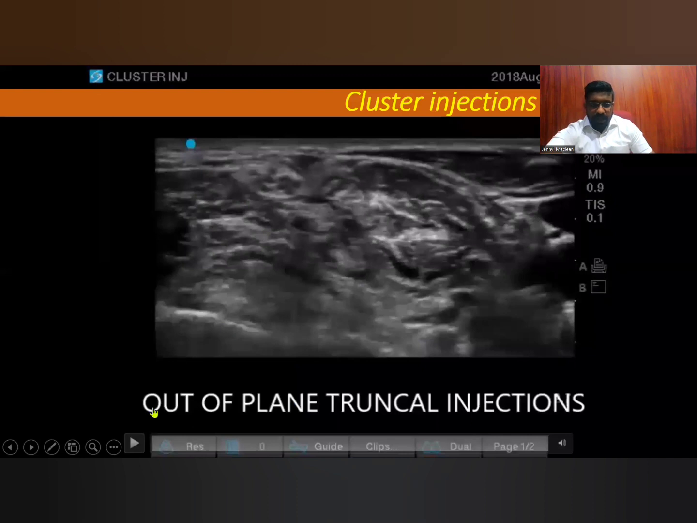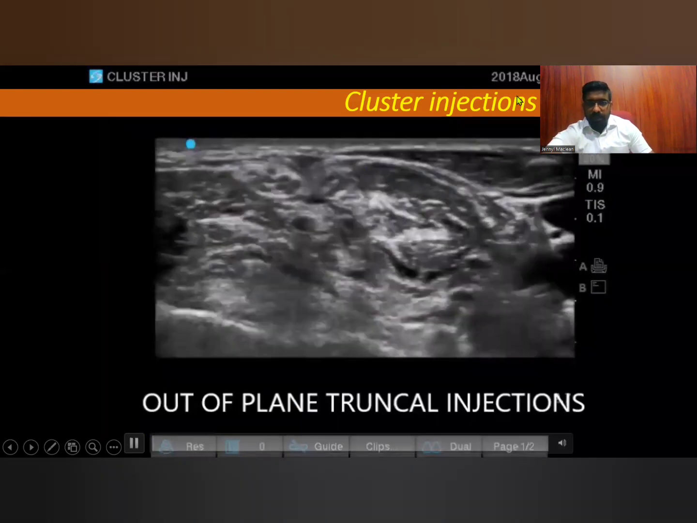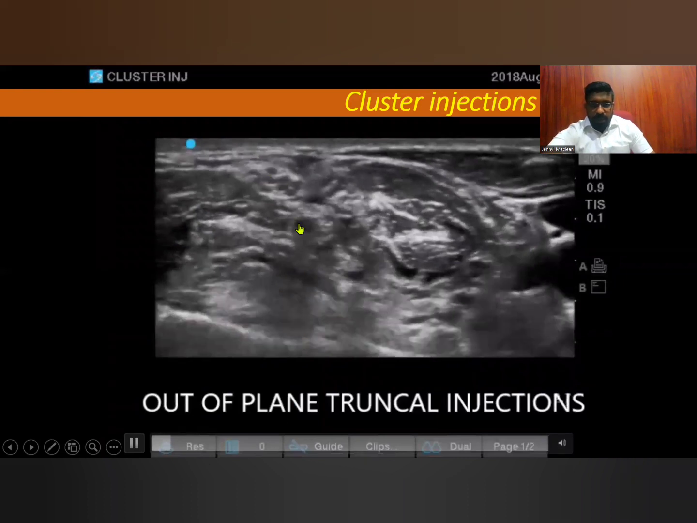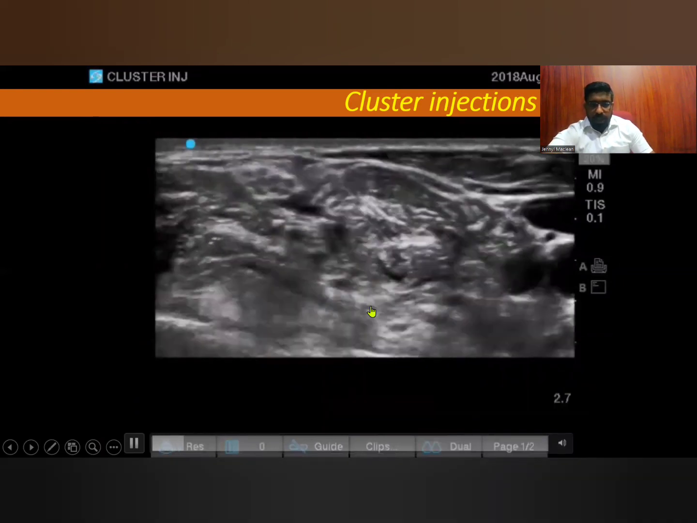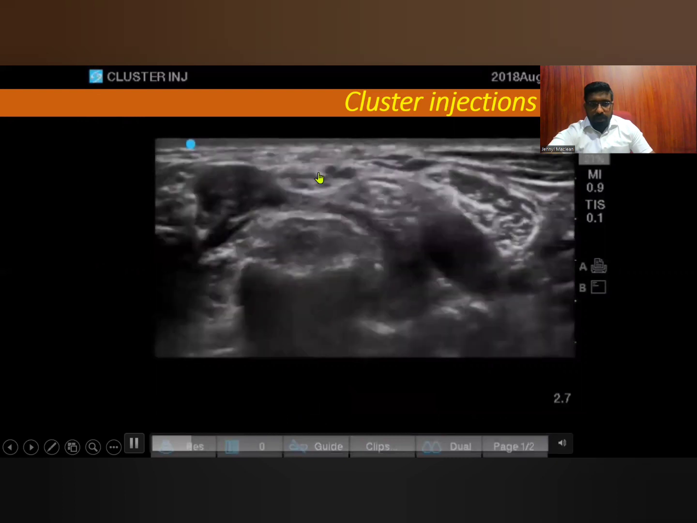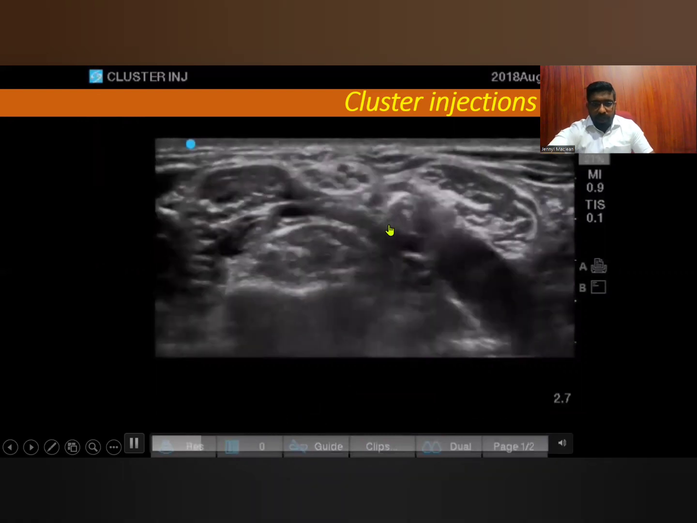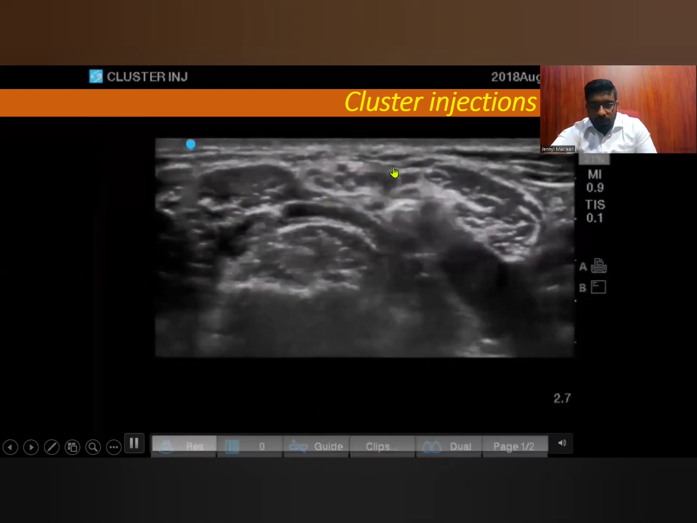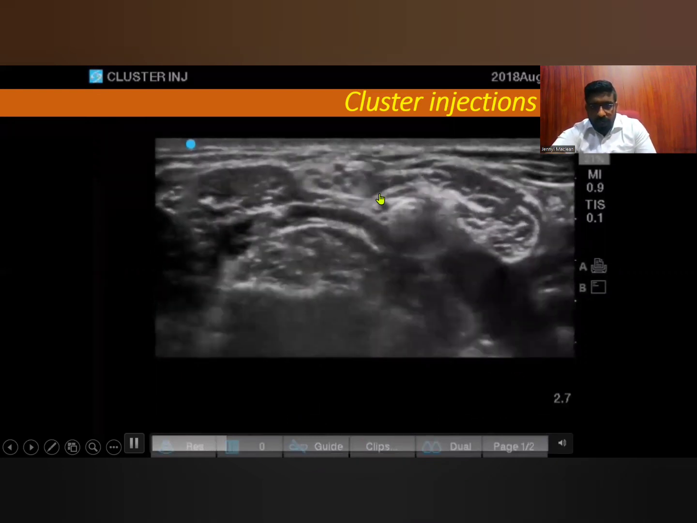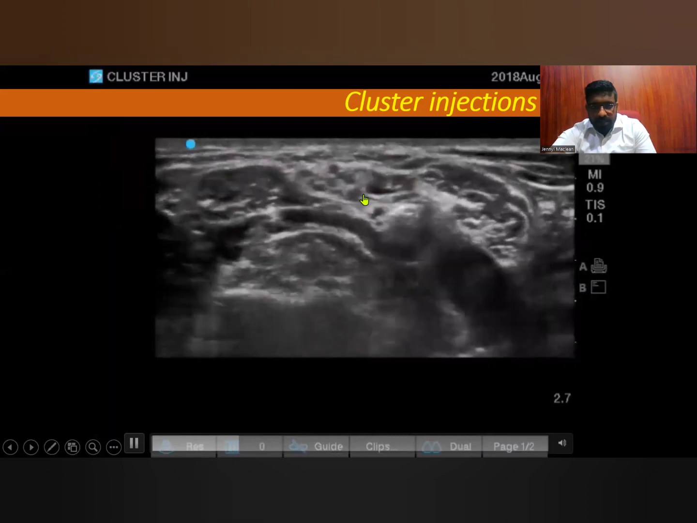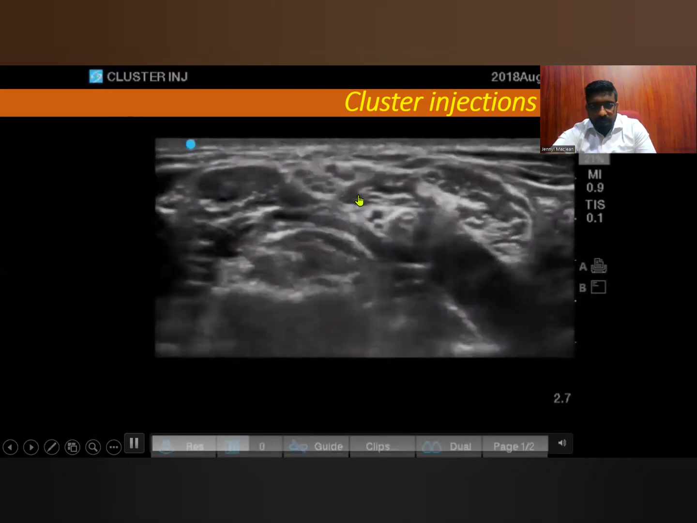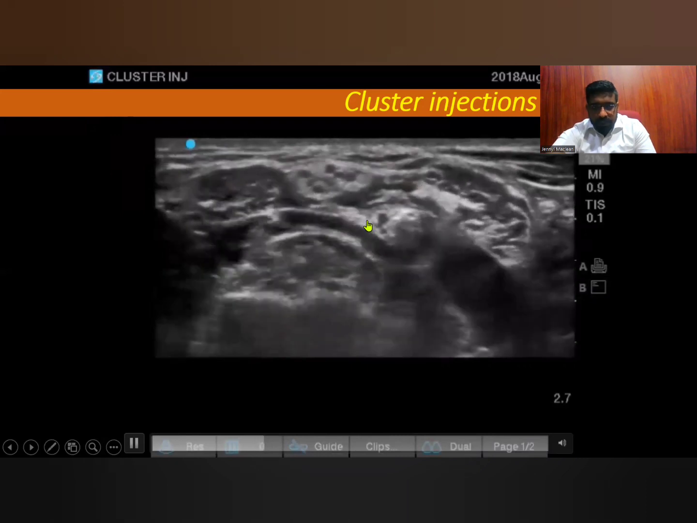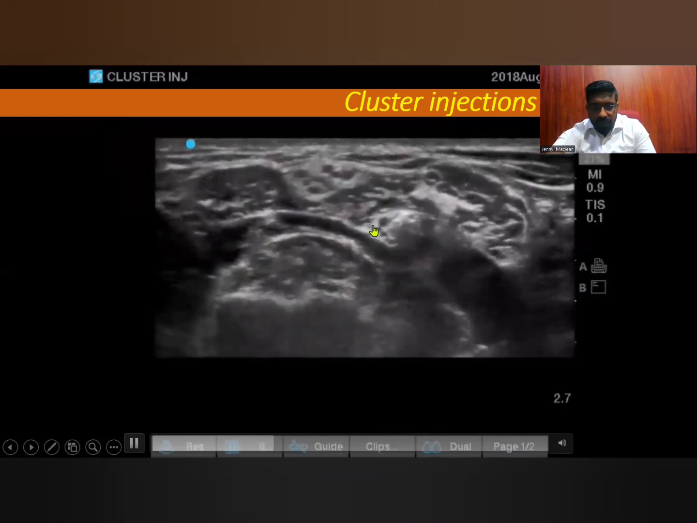So this is a very interesting out-of-plane technique which I performed in 2018. We can see that's the upper trunk, this is the middle trunk, and low down, you will see the lower trunk. What I'm doing is, in an out-of-plane manner, slowly hydrodissecting, first giving a few ml of local anesthetic for the upper trunk, breaching the paraneurium, and slowly dissecting the paraneurium of the middle trunk.